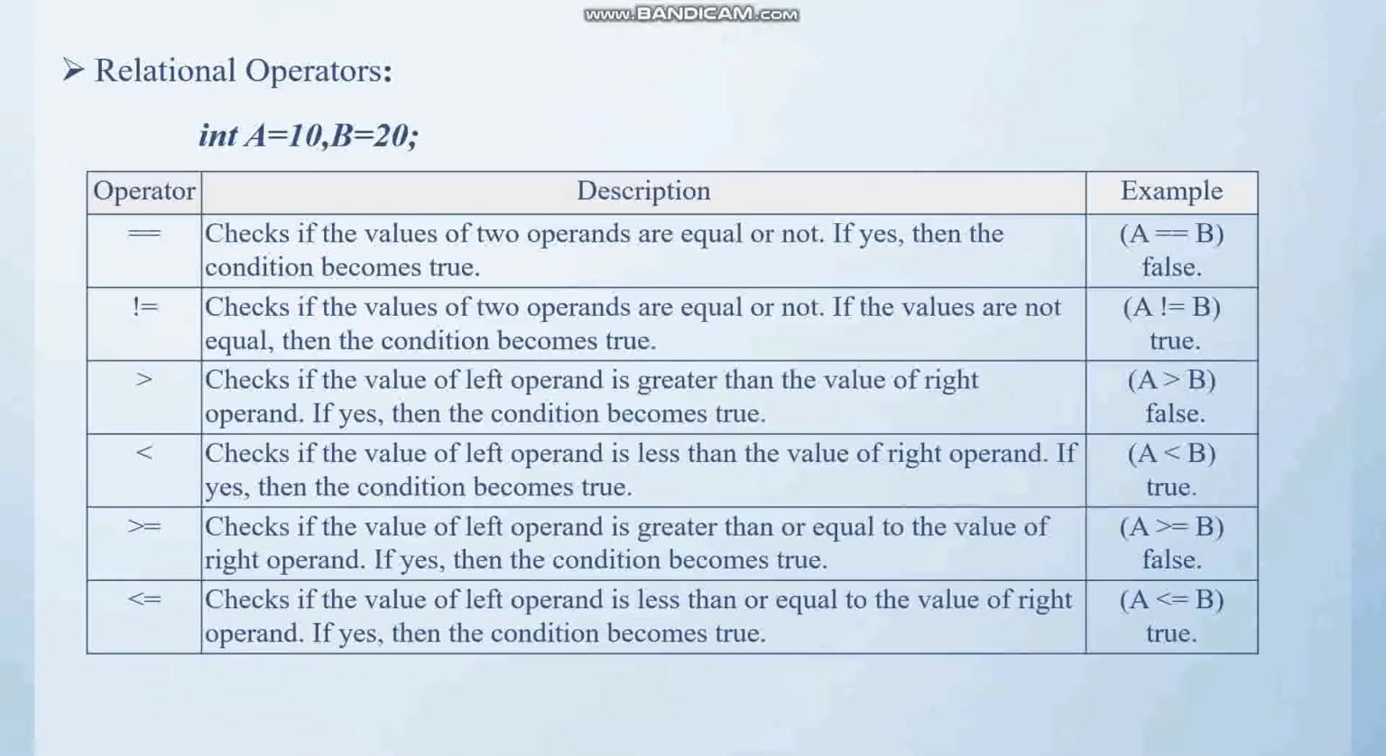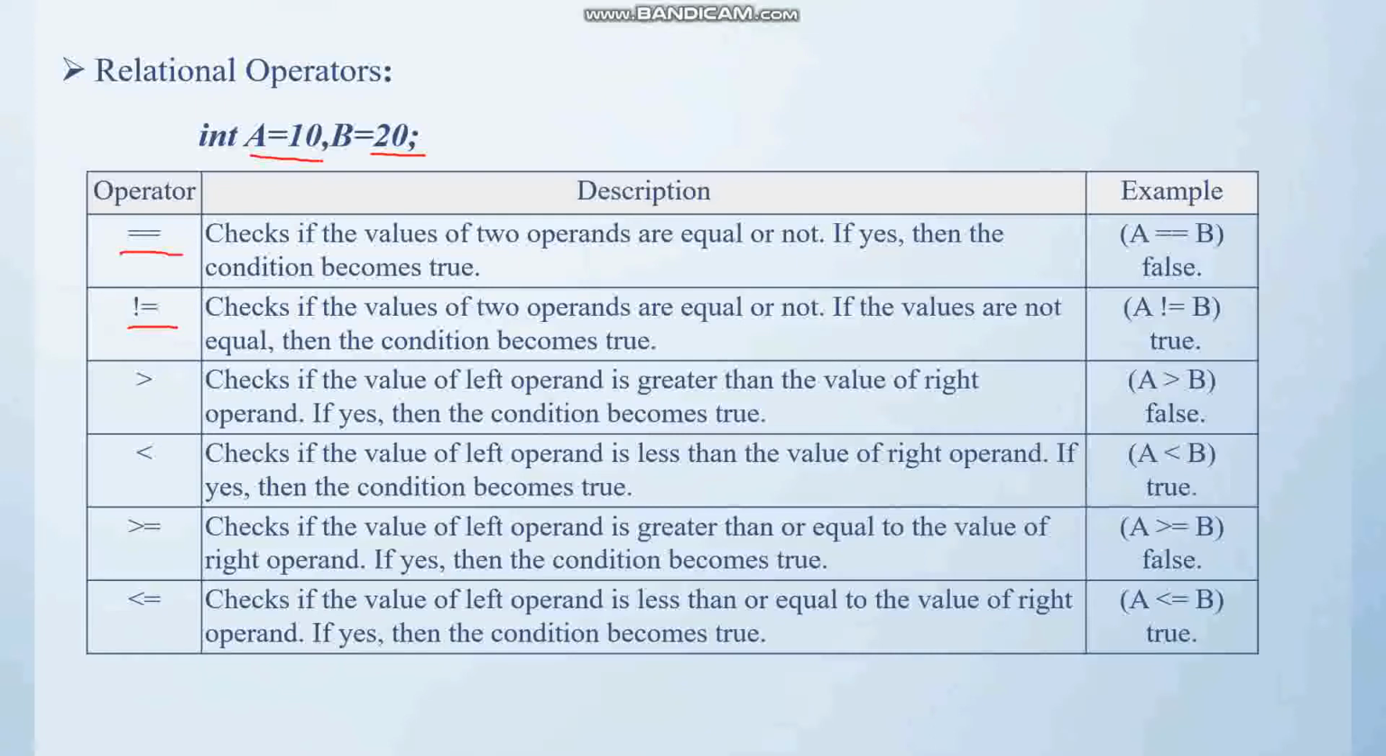Relational operators are used to identify the relations between operands and result in Boolean values, true and false. The operators are equal to, for checking equality, not equal to, greater than, less than, greater than or equal to, and less than or equal to. For example, the values of a and b are 10 and 20. If I check a equals b, then definitely it is false, because 10 is not equal to 20. A not equal to b is true, so it will generate a true result.